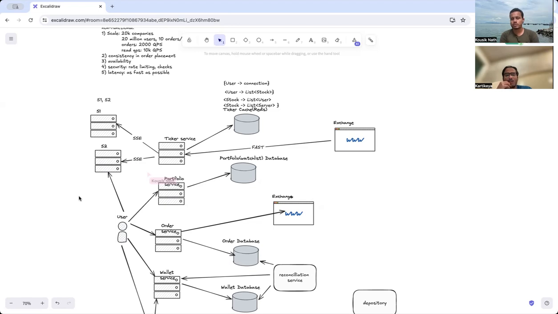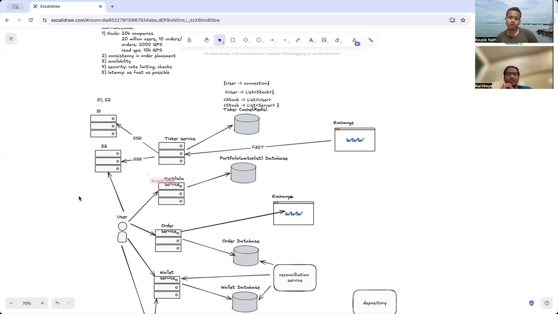And meanwhile, the ticker service can store the host details, that this user is connected to this host. But why do you need user information? Why does the ticker service need user information?